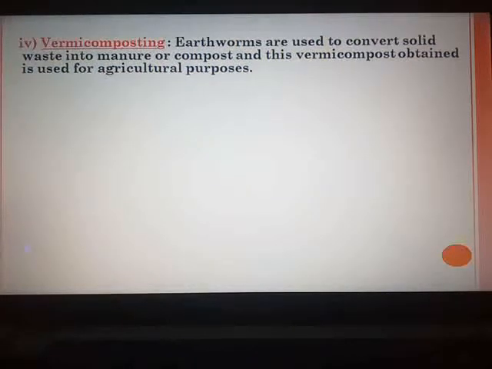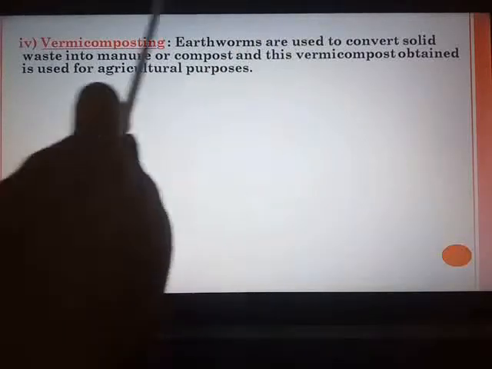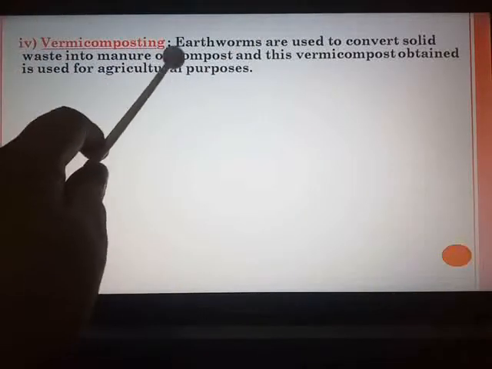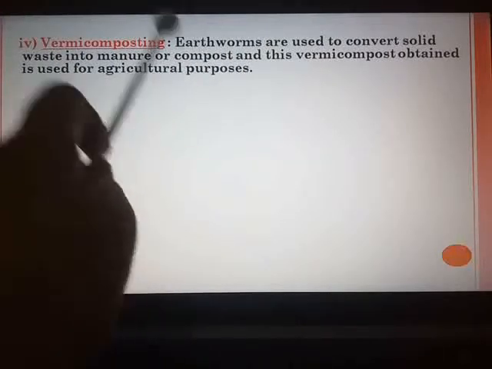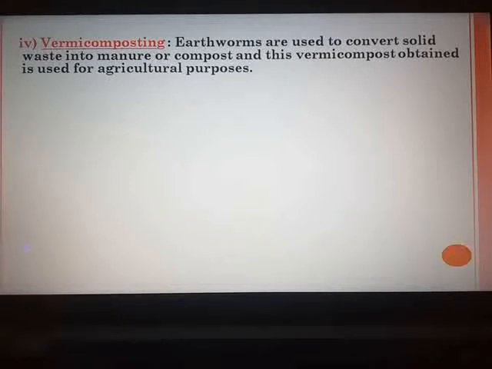After that, the fourth one is vermicomposting. Right below the safe landfill sites in the diagram you can see vermicomposting. It is nothing but a sister of composting, but in this technique you make use of earthworms. Earthworms are used to convert the solid waste into manure or compost, and this vermicompost obtained is used for agricultural purposes. In short, those children who want to write: production of compost using earthworms is known as vermicomposting. Enough. I only want to know the technique you are going to use, and a small part of explanation about that technique.